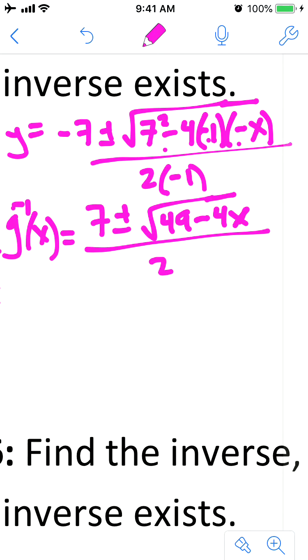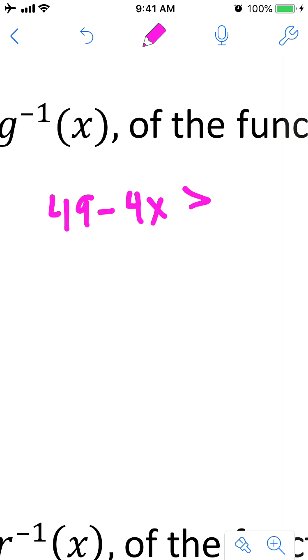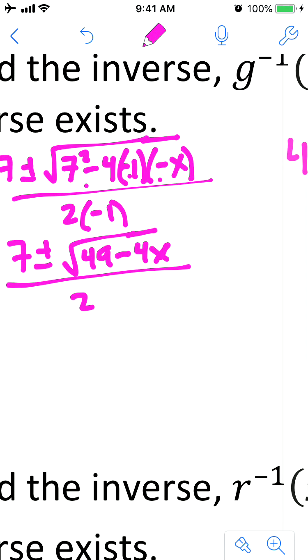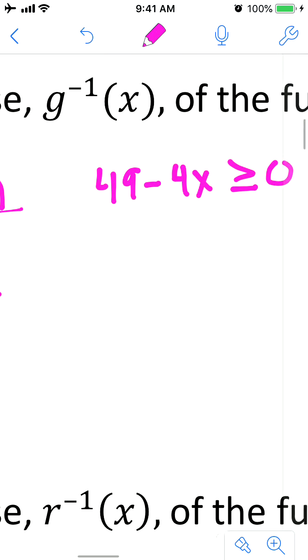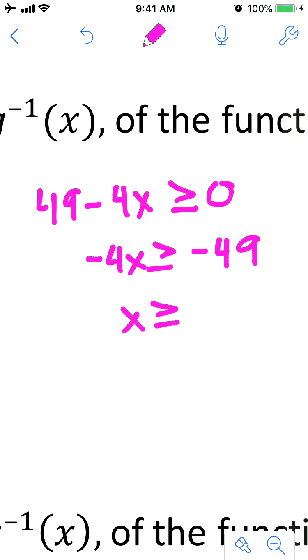It's the same issue. Radicals can't be negative. So we're going to do the same thing. 49 minus 4x, that radicand, remember that means what's under the radical, has to be greater than or equal to 0. If it's not, we have a big problem. So let's figure that out. We get -4x. We subtract 49 to the other side because it's positive. Then when we divide by -4, we end up with x has to be less than or equal to 49 over 4.